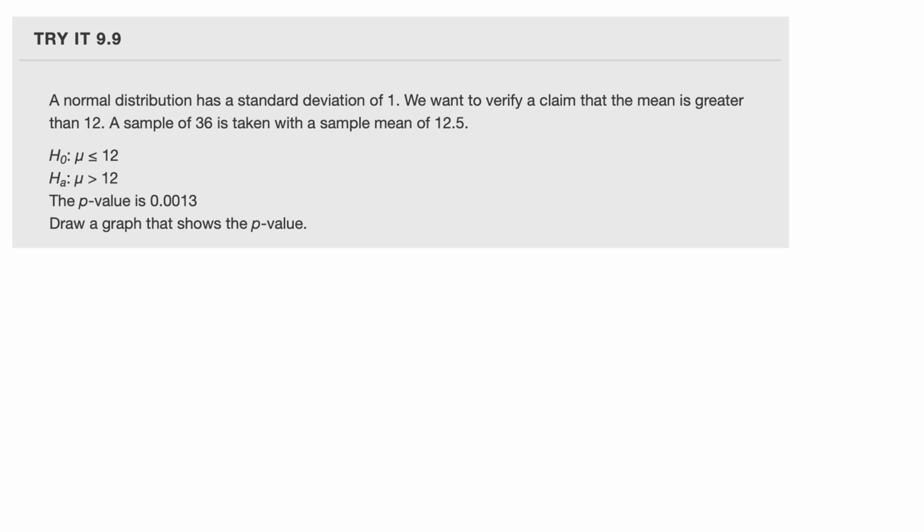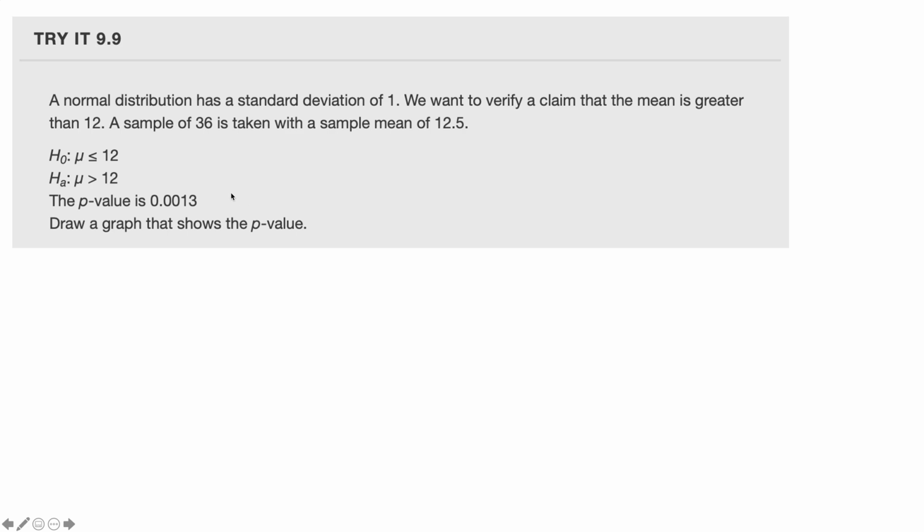A normal distribution has a standard deviation of 1. We want to verify a claim that the mean is greater than 12. A sample of 36 is taken with a sample mean of 12.5. So here's your data summarized. The null hypothesis is that the mean is less than or equal to 12, because the claim is that it's actually greater than 12. The alternative hypothesis is that it is greater than 12. And keep in mind the equals always goes with the null for nullified.